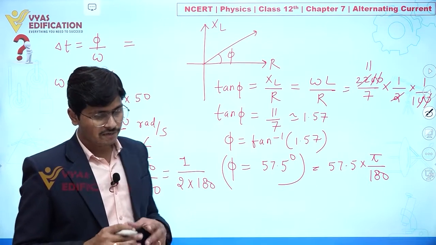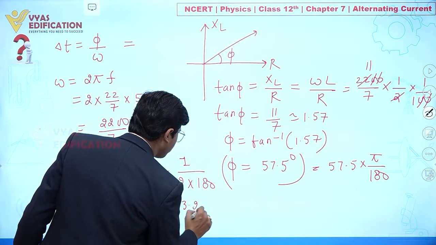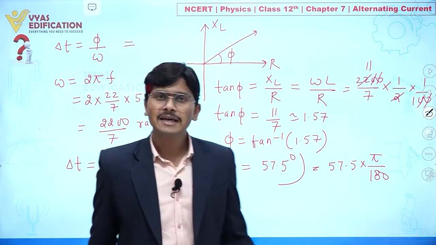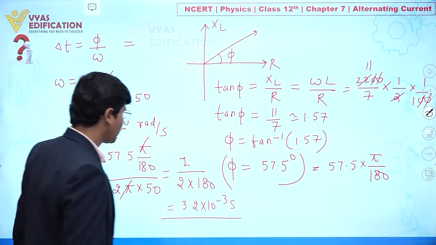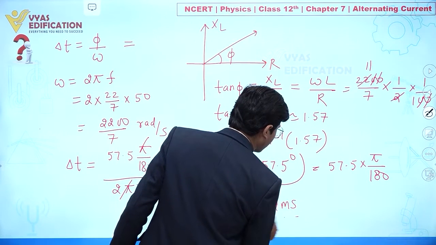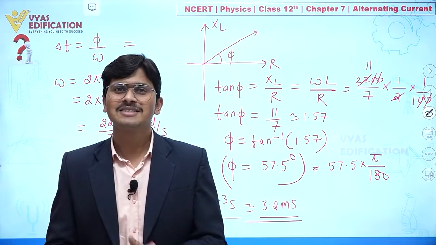So from here we are getting this value, approximately 3.2 into 10 to the power minus 3 second. So the time lag between voltage and current is near about 3.2 millisecond. Clear to you? So this is all about this question. Hope this question is clear to you.